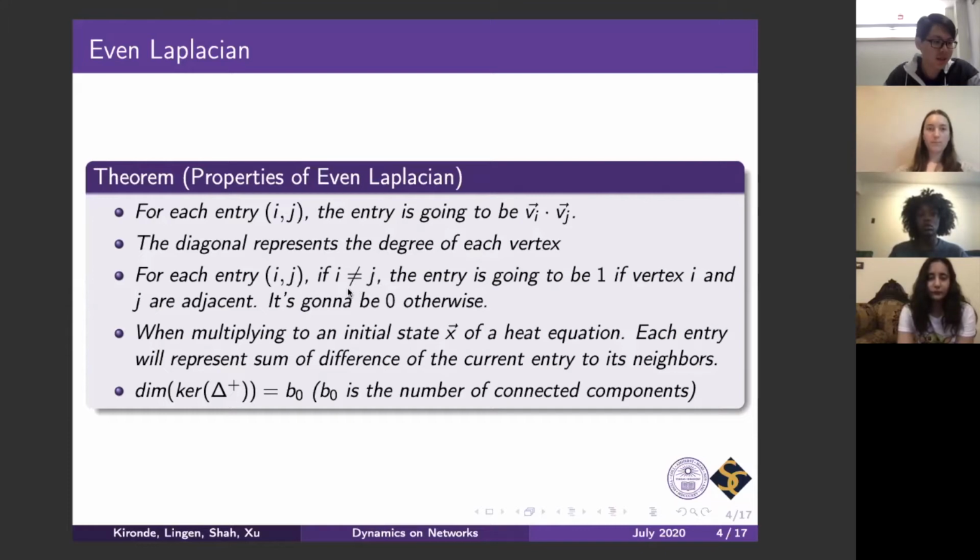Finally, the dimension of the kernel is going to be the same as the zeroth Betti number, which is the number of connected components. The implication of this is that a heat equation on the graph is stable if and only if each connected component has the same initial value.